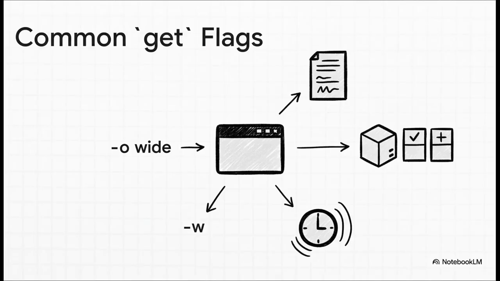But wait, there's more. The real power of get comes from its flags. If you need to see the entire raw configuration of an object, you add -o yaml. If you just want a bit more detail, like which physical machine a pod is running on, use -o wide. And my favorite for troubleshooting, -w, lets you watch for changes as they happen in real time.